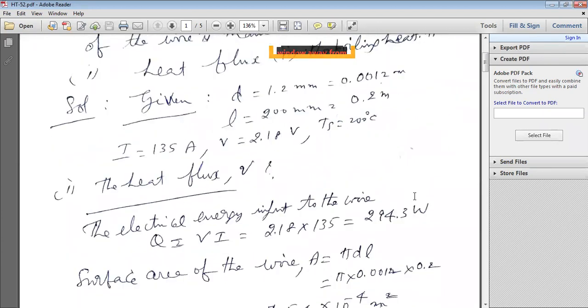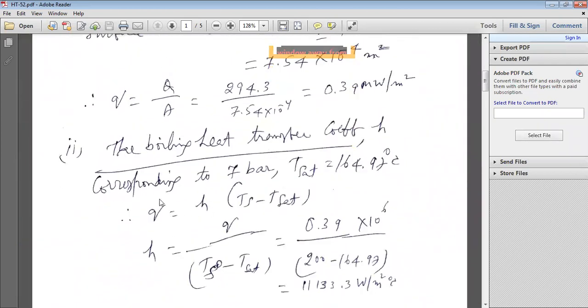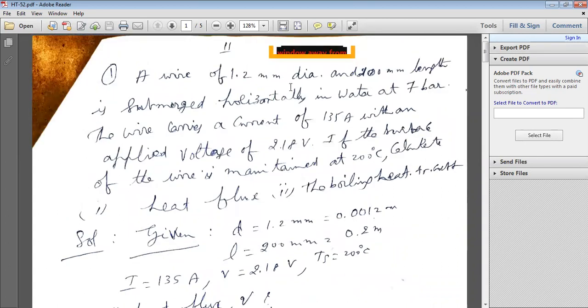And how do you calculate the boiling heat transfer coefficient? The heat flux, small q, is equal to h into Ts minus T saturation, that is, surface temperature minus saturation temperature. Here the diameter and length of the wire are given, and because it is a cylindrical wire, how do you calculate the surface area? Pi d L, that is 3.14 into diameter 1.2 into 10 power minus 3 meters into length 200 into 10 power minus 3 meters.